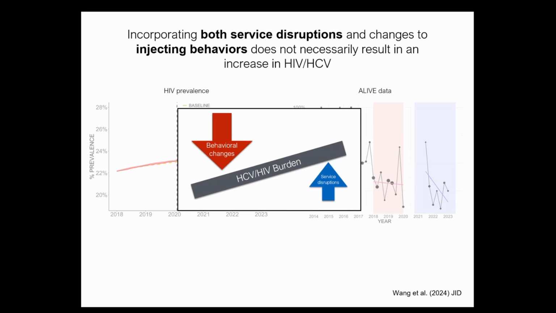So what we found by integrating this more detailed behavioral data is there might be these counteracting forces, where you might have service disruptions that are preventing people from being able to get care, but that's coupled with these behavioral changes that are mitigating the risk. So the service disruptions might be increasing their risk, but that has to be counterbalanced with behavioral changes that could be decreasing their risks. So I am not a qualitative researcher, but one of our collaborators on this project is.